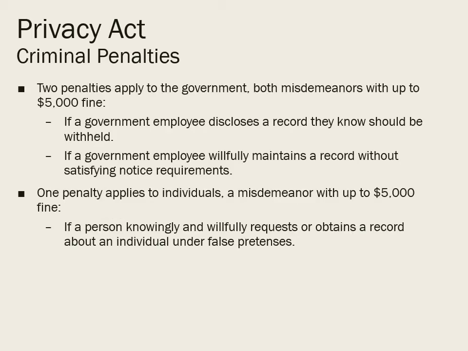And unlike FOIA, the Privacy Act imposes criminal penalties on government officials who disclose private records. So there's two penalties that apply to the government, misdemeanors with up to a $5,000 fine, and then also there's a penalty that applies specifically to individuals who are making requests under false pretenses to try to gain information that the Privacy Act prohibits agencies from disclosing.